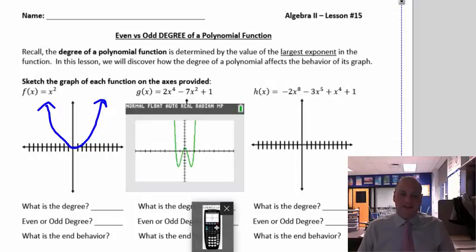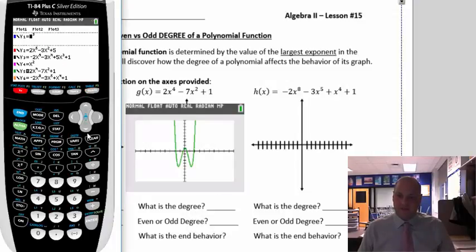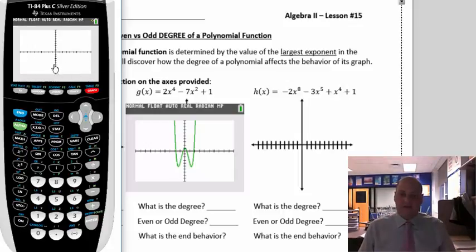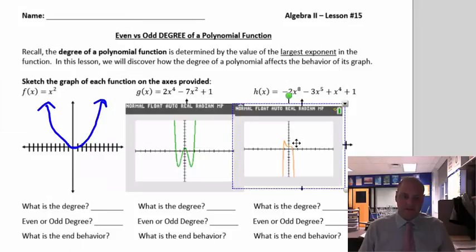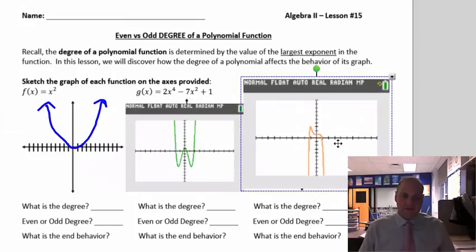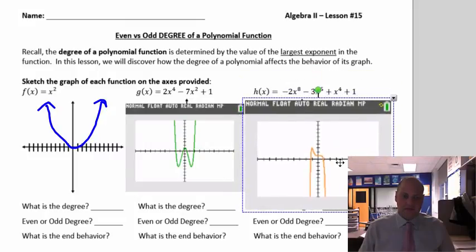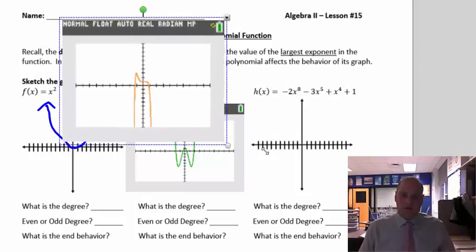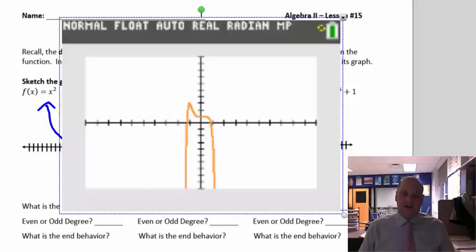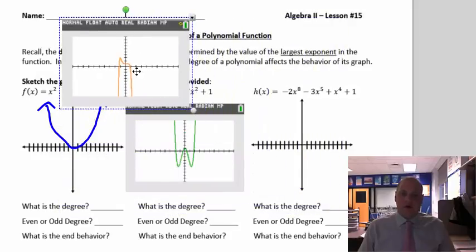And negative 2x to the eighth. That's this one here. I'm going to turn that on and turn off the x to the fourth, and graph. I'm going to blow that one up in the middle of the screen for you so you can see it. Just copy that down onto your paper in that third spot there. Got it?